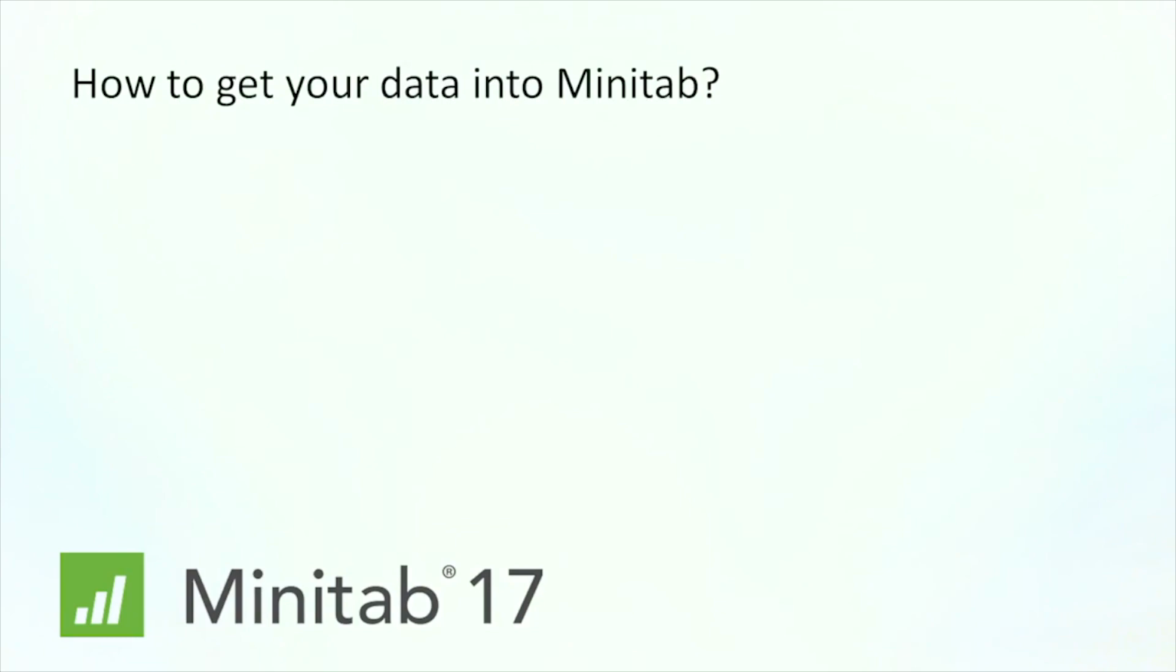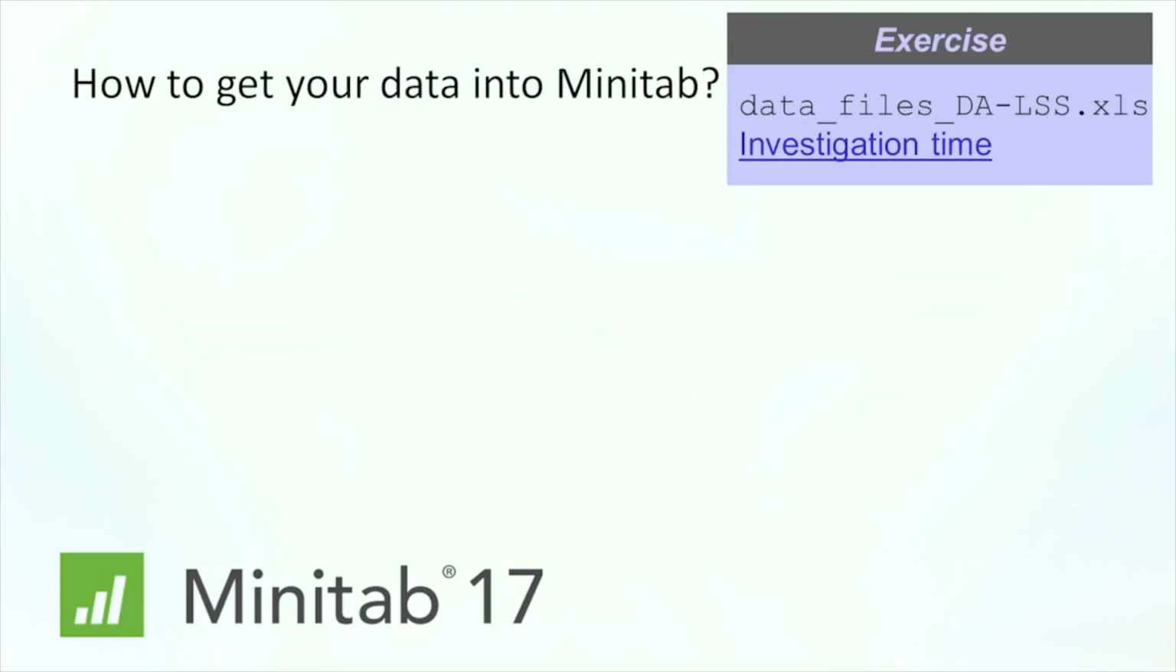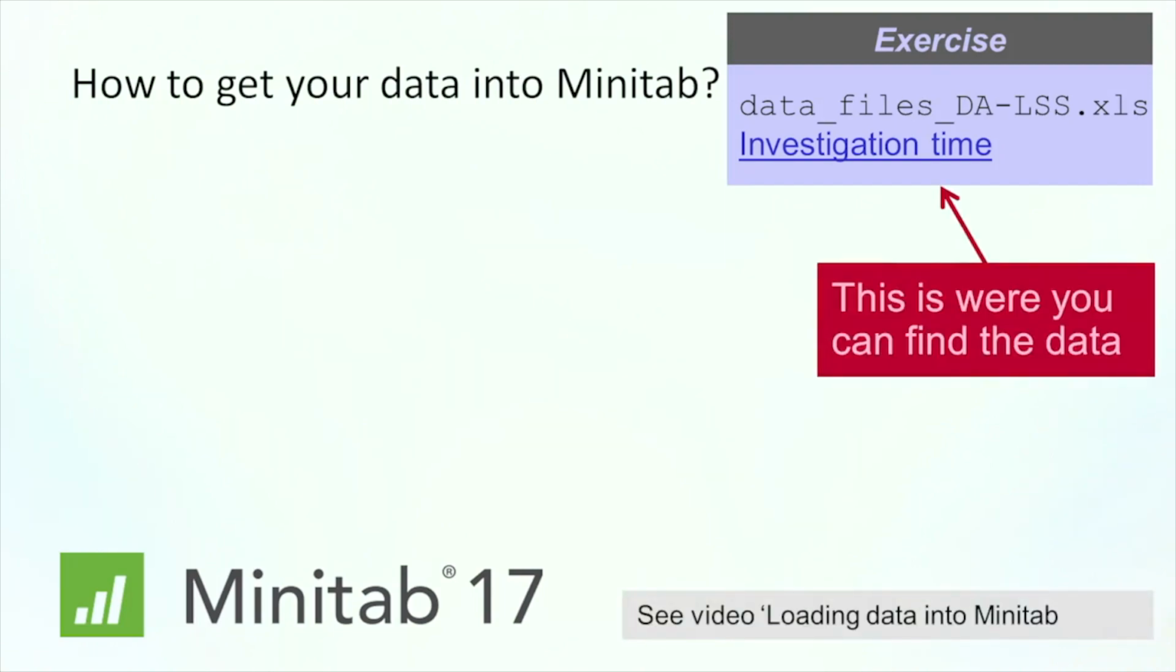So, how to get your data into Minitab. Throughout, you will see these blocks. They show you the data we are going to use and where to find it. The Excel file is called datafiles.da_lss.xls. Here, DA stands for Data Analytics and LSS stands for Lean Six Sigma. In this file, go to the datasheet investigation time. If you have trouble finding the Excel file or finding the specific data file, see this video.